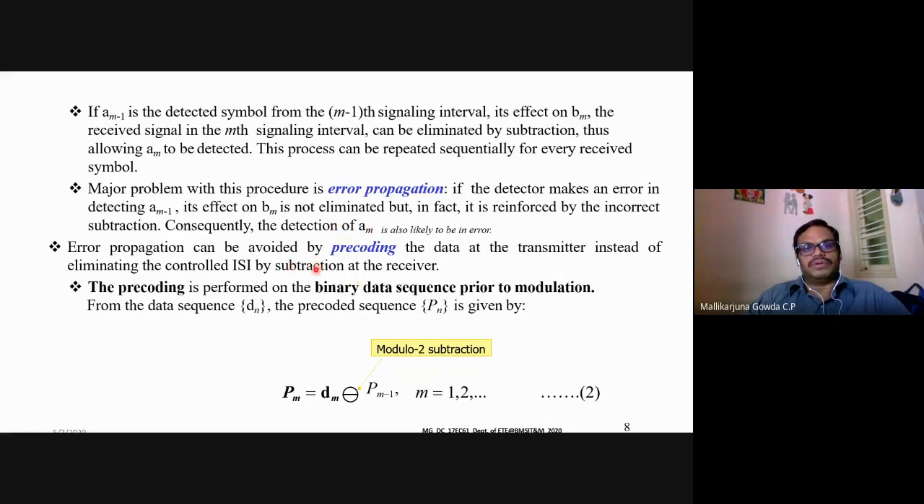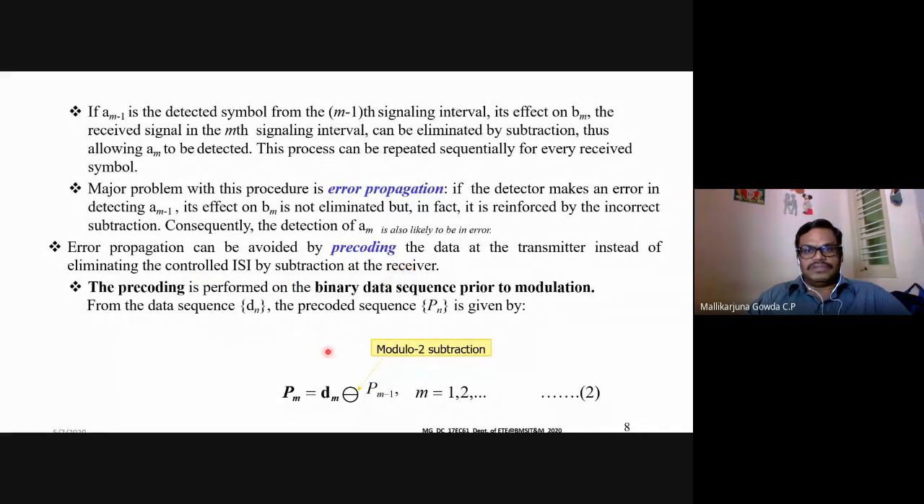We use a technique called pre-coding. So what is pre-coding? We do the pre-coding on the data at the transmitter, instead of eliminating the controlled intersymbol interference by subtraction at the receiver. What I was saying in the previous sentence is that we are doing subtraction for detecting Am minus 1 from Am, and that leads to error propagation. To avoid that, we do the pre-coding on the data at the transmitter instead of eliminating the controlled intersymbol interference by subtraction at the receiver.